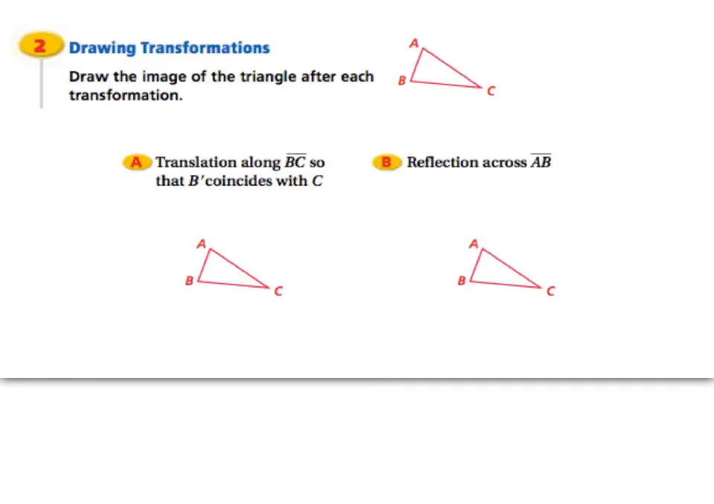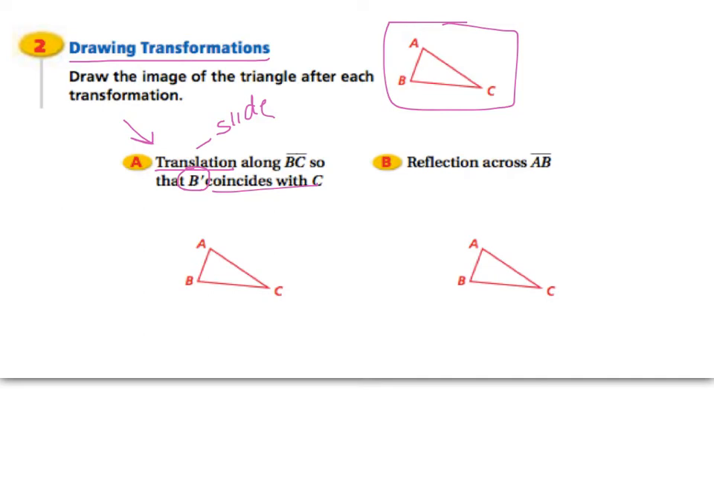Okay, so now we're going to try to do our own transformations. So we are going to use the image right here, this triangle A, B, C, and then it's going to tell us which transformation to do. So for example, it says translation, which we can think means the slide, along BC, so that B coincides with C. And this means our new B that we make.